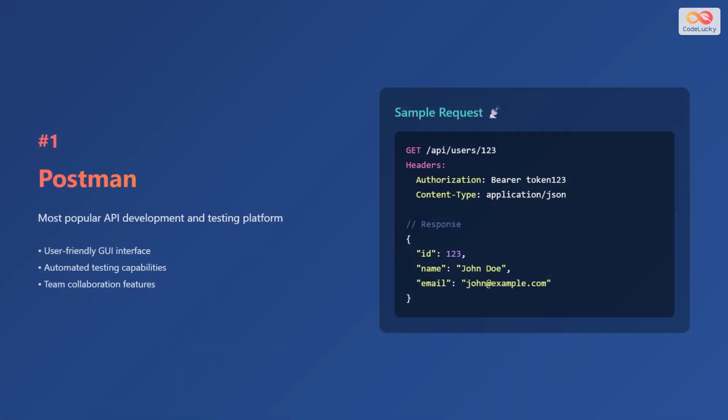First on our list is Postman. Postman is the most popular API development and testing platform available. It features a user-friendly graphical user interface, automated testing capabilities, and great team collaboration features. Here's a sample request. It shows a GET request to API/users/123. The headers include authorization with a bearer token and content type as application/JSON. The response shows user details like ID, name, and email.